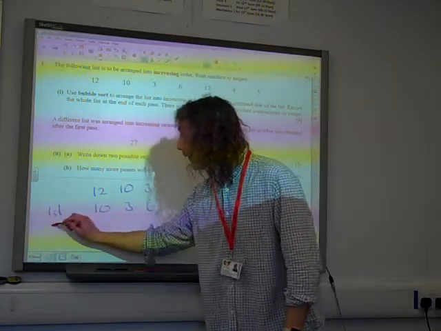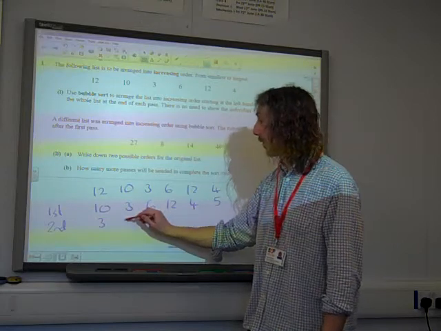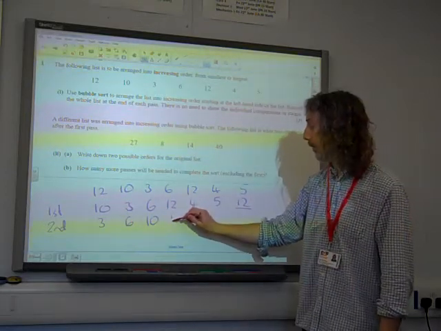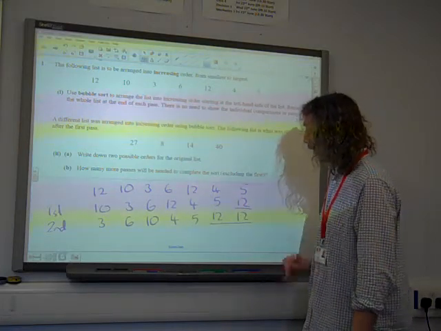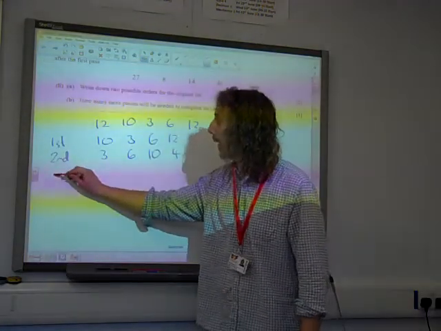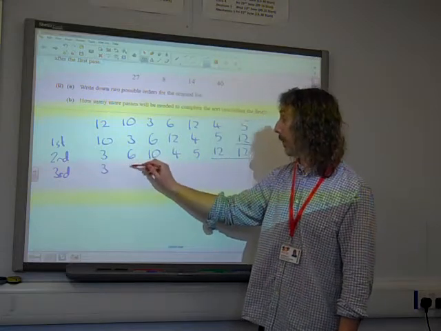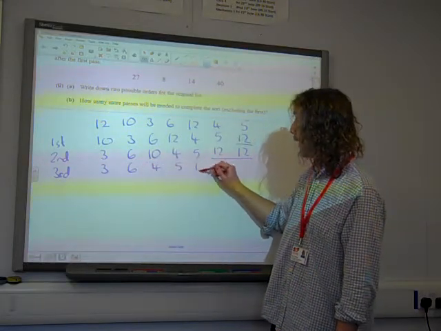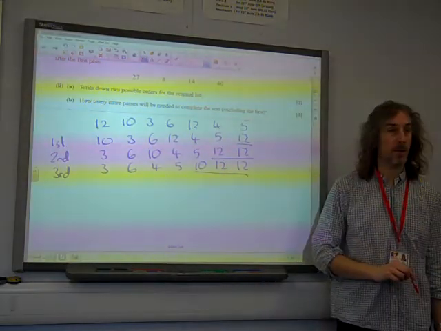The second pass, 10 would swap with 3, 10 would swap with 6, 10 wouldn't need to change with 12, 12 would swap with 4, 12 would swap with 5, so now we have the two 12s at the end of the list. The third pass, now this is where we get our second mark for this being correct. 3 wouldn't need to swap, 6 wouldn't need to swap, but 10 and 4 would swap, 10 and 5 would swap. So that's the list after 3 passes.